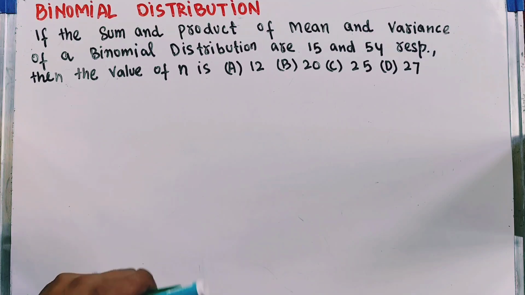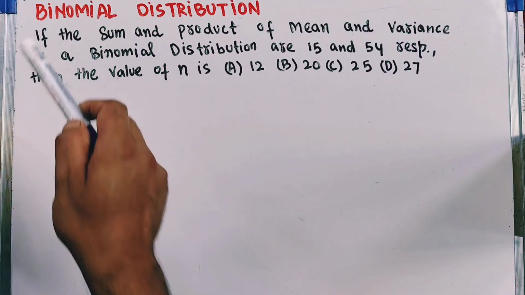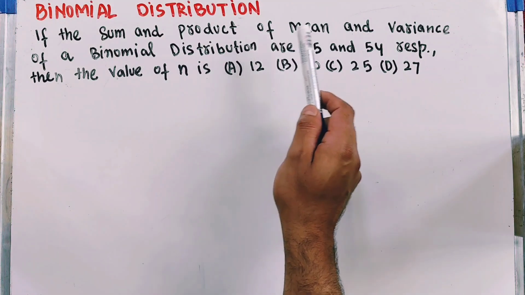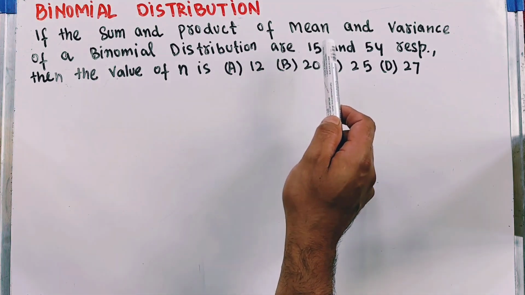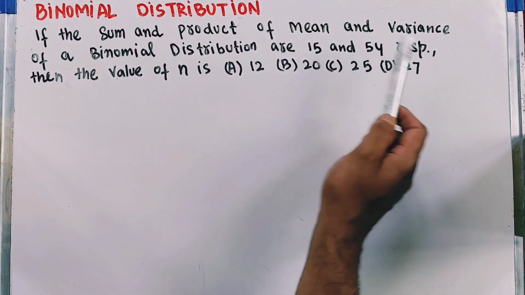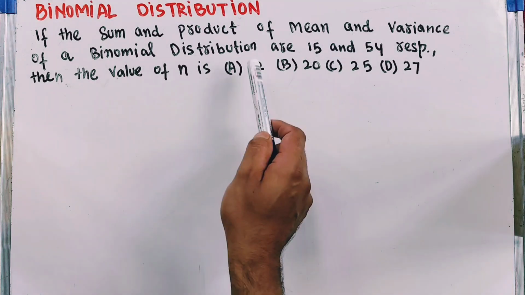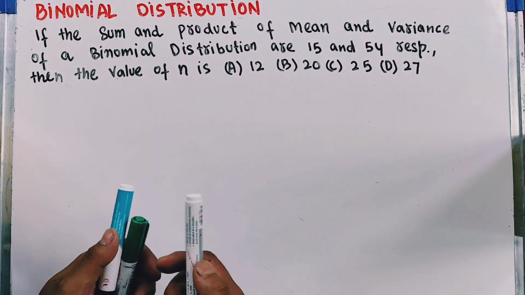Let's solve a question on binomial distribution. The question is, if the sum and product of mean and variance of a binomial distribution are 15 and 54 respectively, then the value of n is, options are being given. We need to find out the correct option.